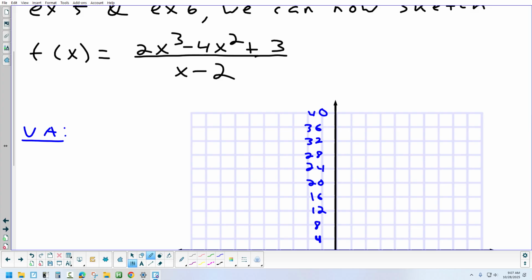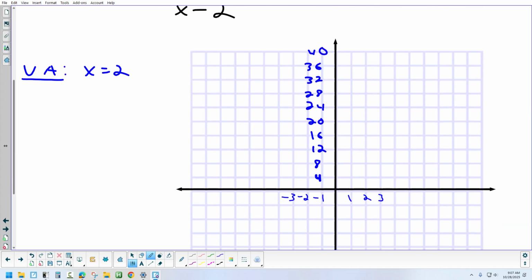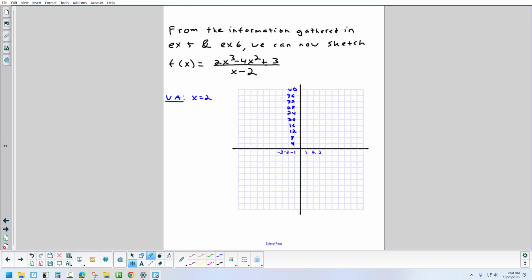Yeah, 2. And how would you write it as an equation? Yep, x equals 2. So let's start with that. This doesn't help you with what the ends of the function are going to look like. It only helps you with what's happening near 2. That's all it does. So we need a vertical asymptote at 2.